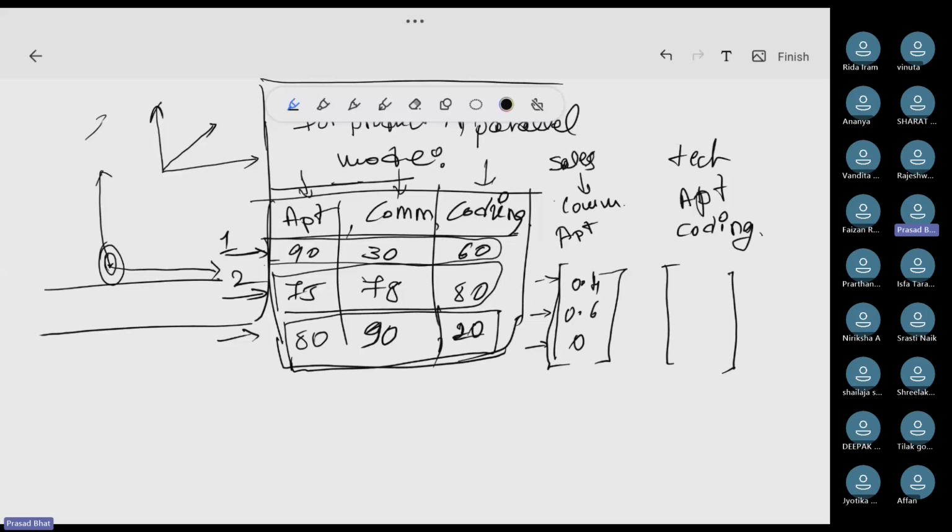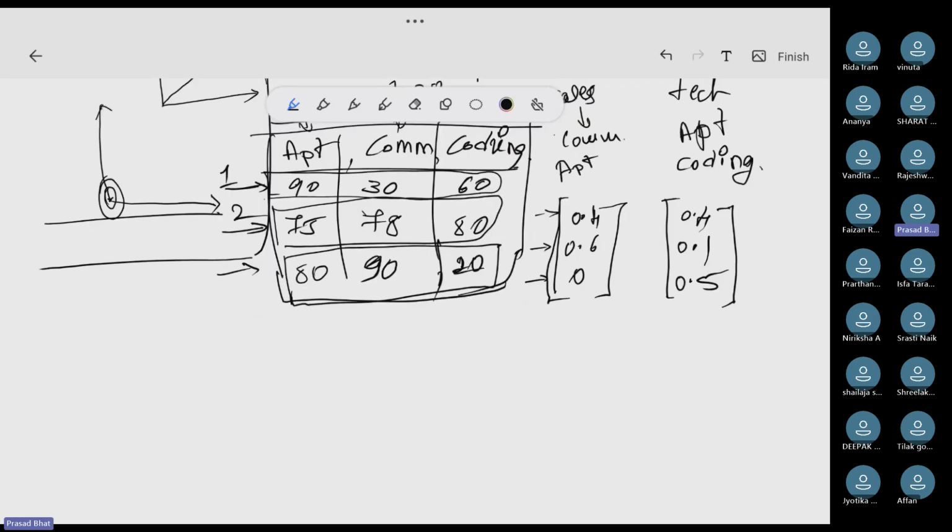Based on that, they require what? Aptitude is necessary for them, so let's say again 0.4, and then communication is not that required for them, let's put it as 0.1. Coding is extremely important, so let's put it as 0.5. The sum of them is going to be 1, totaling up to 1. Now the basic idea is to use the dot product.